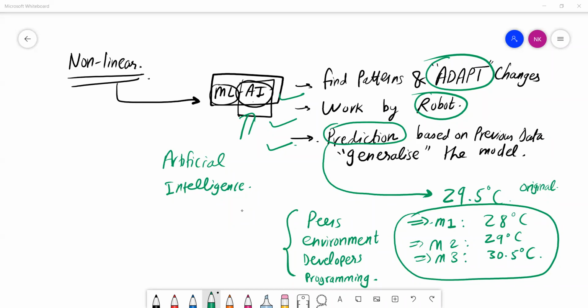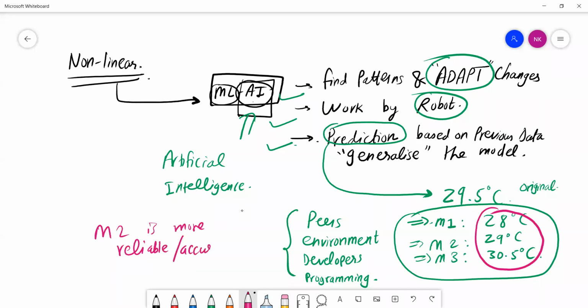They all are giving me some output. But why am I saying model 2 is more reliable or more accurate? Can anybody give the answer for this? Why is model 2 more accurate?